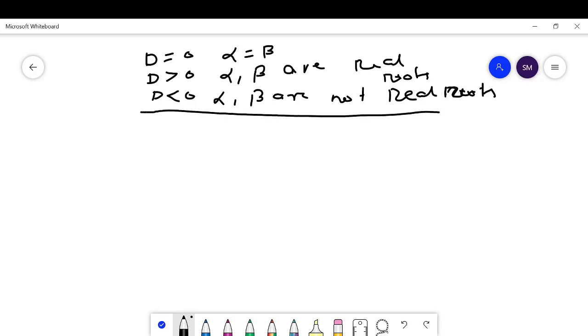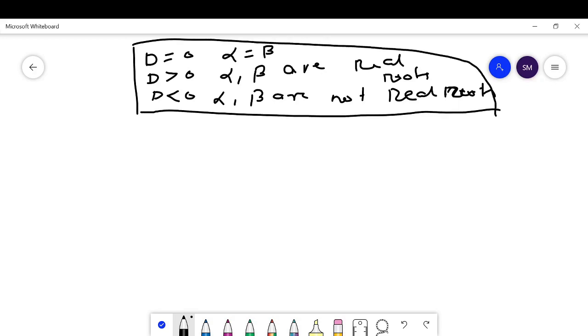The types of roots depend upon the value of d. When d is equal to 0, then alpha equals beta. When d is greater than 0, then alpha and beta are two distinct real roots. When d is less than 0, then alpha and beta are not real roots.